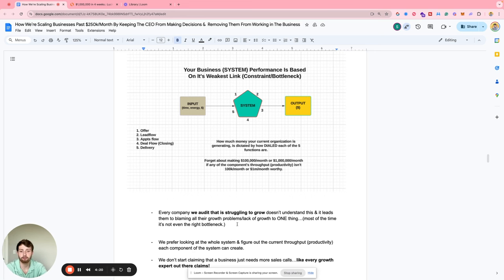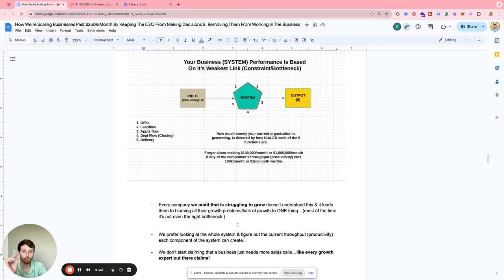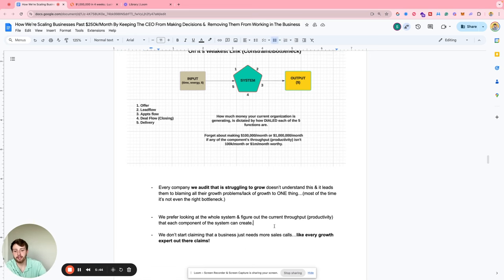And most of the time, it's not even the right bottleneck, right? There's usually one constraint in your business that's holding your business back dramatically more than all the other ones. And usually you don't know what it is, okay? We prefer to look at the whole system and figure out the current throughput, so the productivity that each component of the system can create.